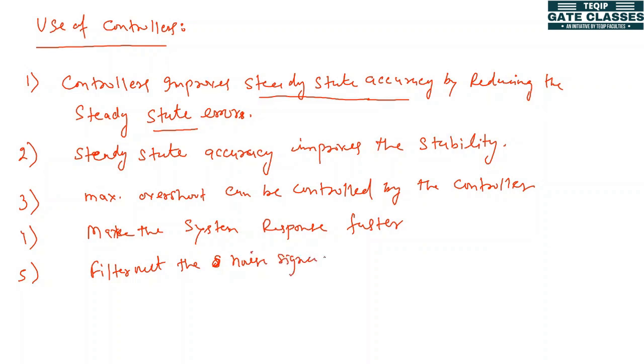Filter out the noise signal. One more important thing, by use of the controllers we can also reduce the system offsets. So we can write, offset can also be reduced. So these are the uses of controllers, that's why we are using the controllers in a control system.